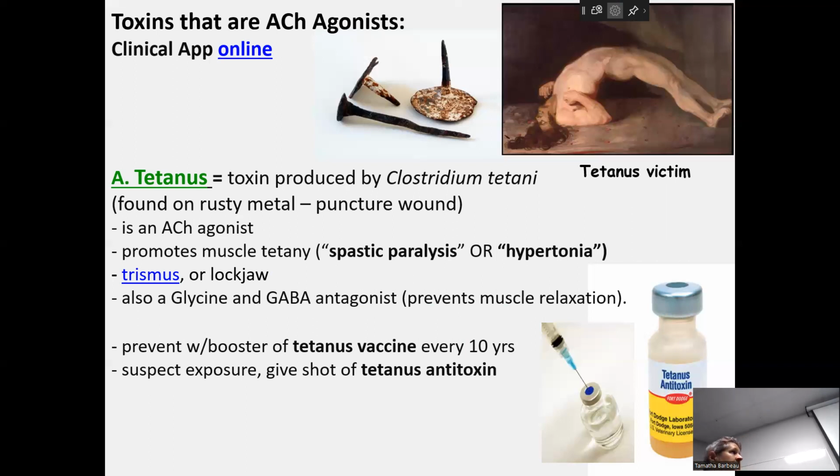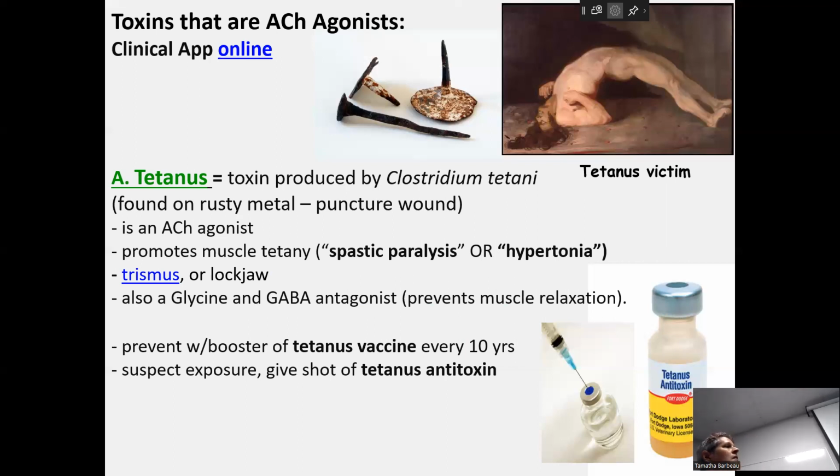All right. That's why we have the vaccine for it. So the bacteria can be found on rusty metal. If you get a deep puncture wound, and it's a small hole that seals over, it provides the perfect anaerobic environment for that bacteria to thrive and pump out those toxins.